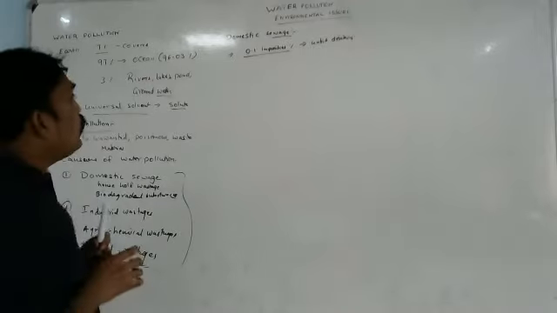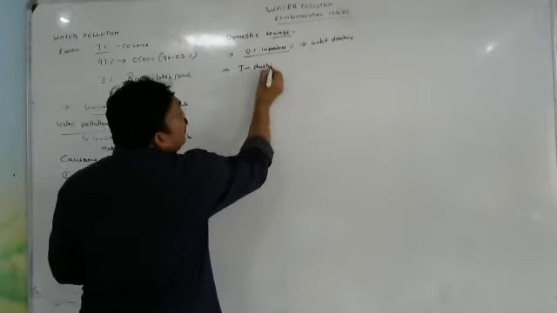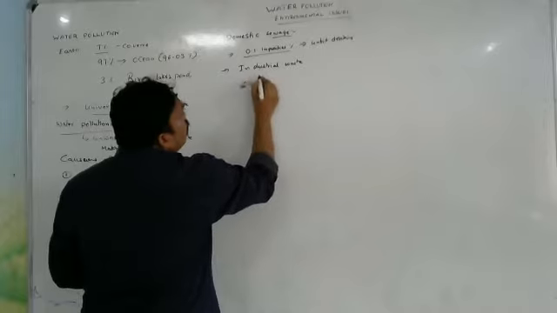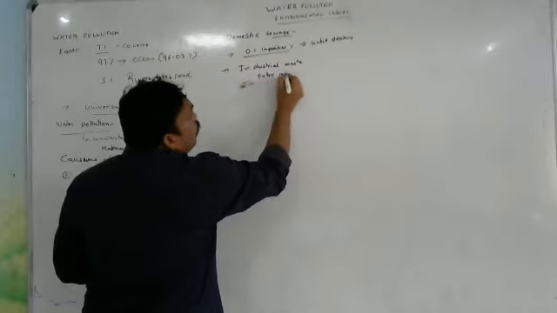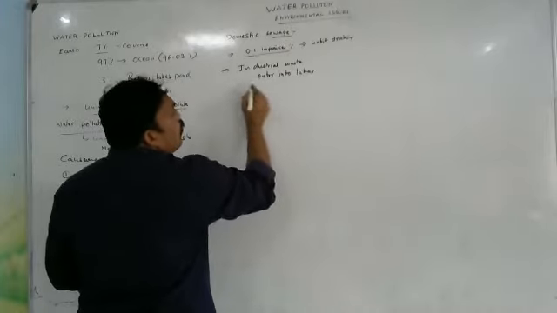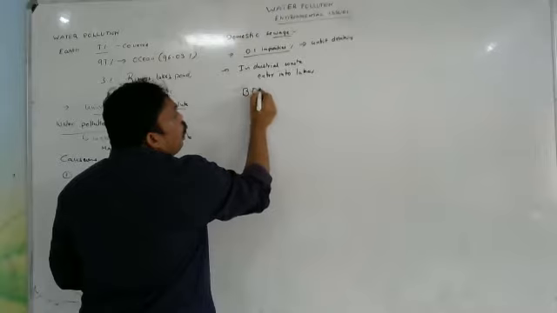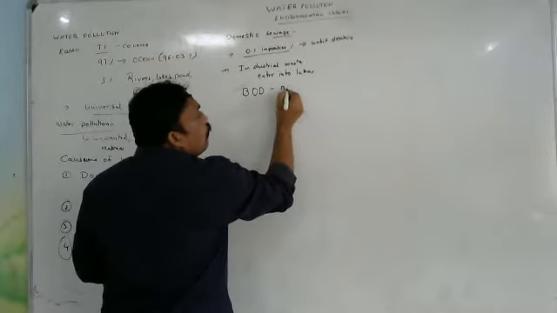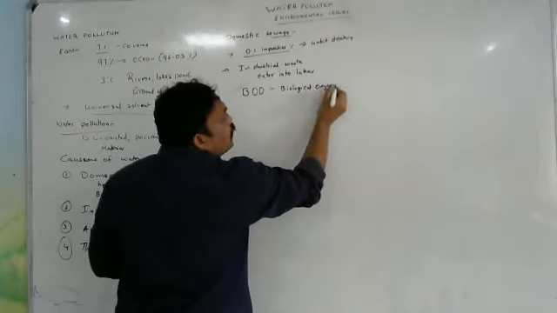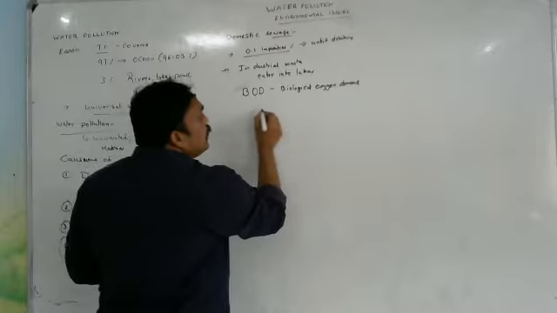So domestic wastages and industrial wastages all enter into lakes, ponds, rivers and other freshwater bodies. What will happen? It causes an increase in BOD. I already told you, BOD means biological oxygen demand. What is the meaning of biological oxygen demand? The oxygen demand is increased. Where is it increased?